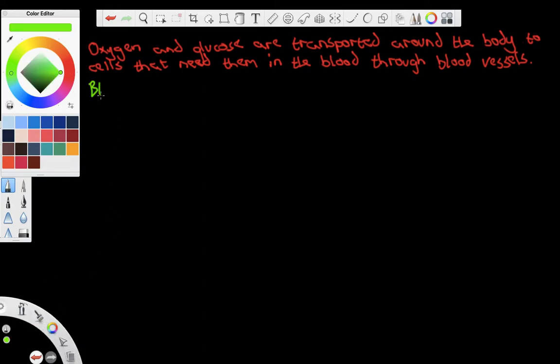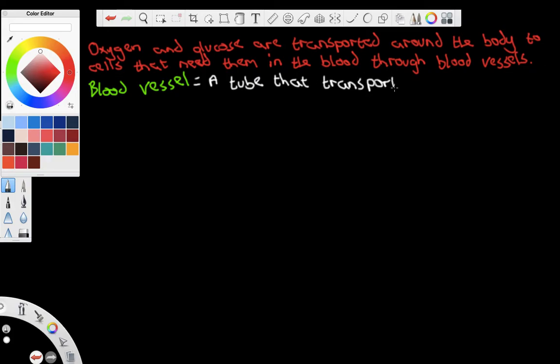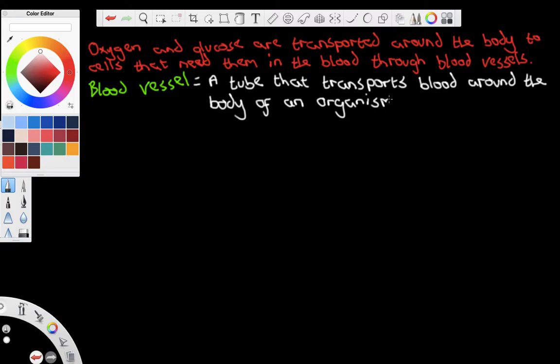Keyword is blood vessel. Now a blood vessel can be defined as a tube that transports blood around the body of an organism.